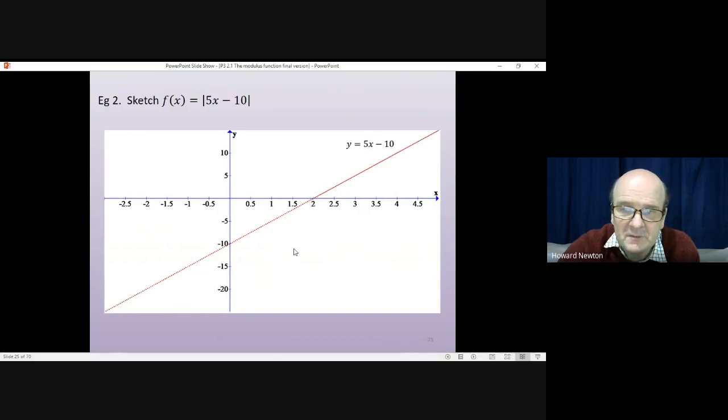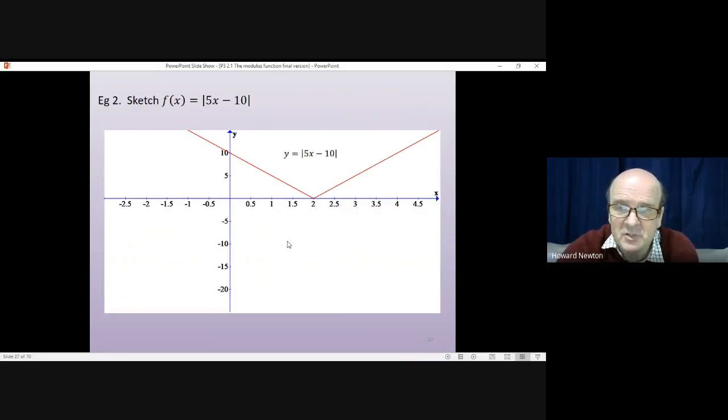Now the modulus of 5x minus 10, this dotted bit here is the bit where the function is negative. This bit is the bit that the modulus will change by flipping it up and making it into a positive. And from a graphical point of view, that's what it looks like. The dotted line gets reflected in the x-axis and heads in that direction. Note, if it was minus 10 on the y-axis here, it'll be plus 10 on the y-axis there. That's the easiest way to make sure you do it right.